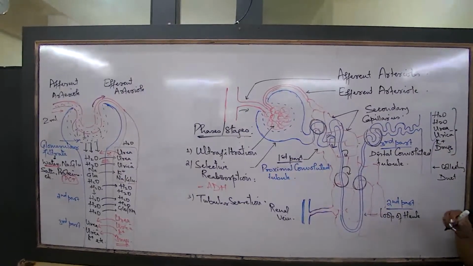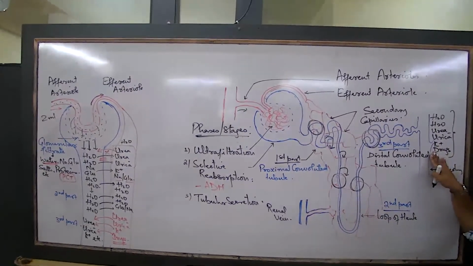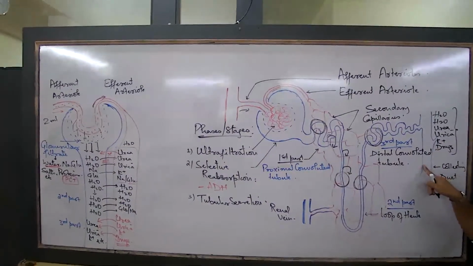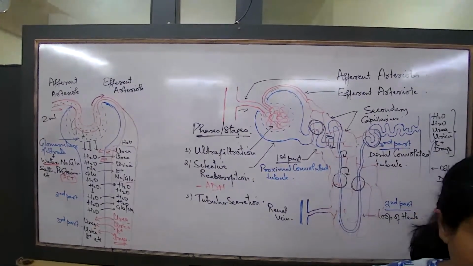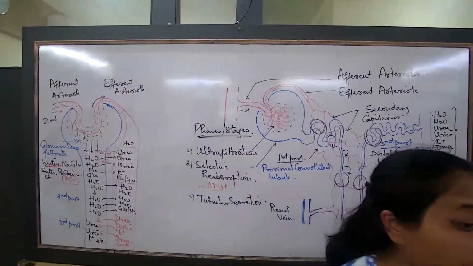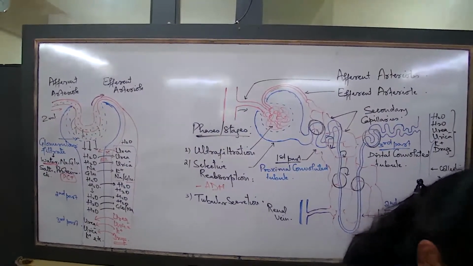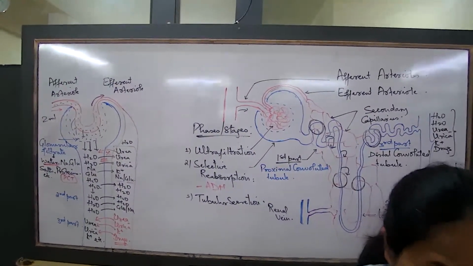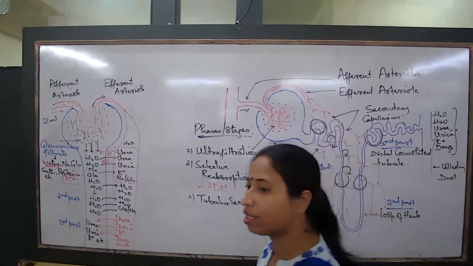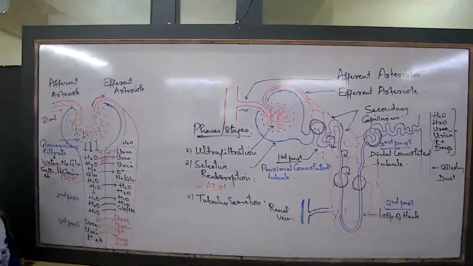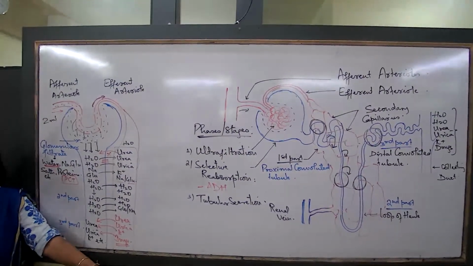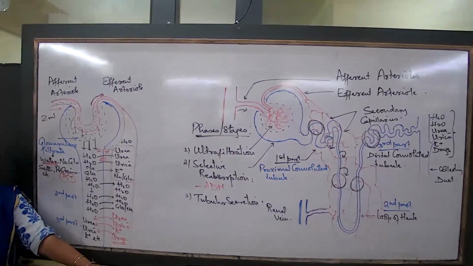Clear? Now, this urine, what will be the pathway? From the collecting duct, where will it go? Look into the figure. From the collecting duct, it will not go straight away to the bladder. Refer to the figure and tell me. From the collecting duct, it will go to the broad end of the ureter. Okay, the ureter, then the bladder, then the urethra.